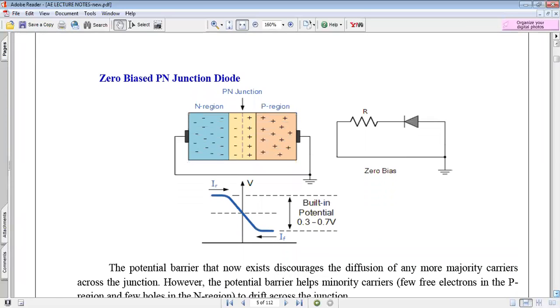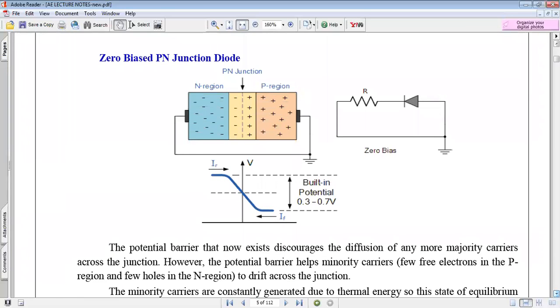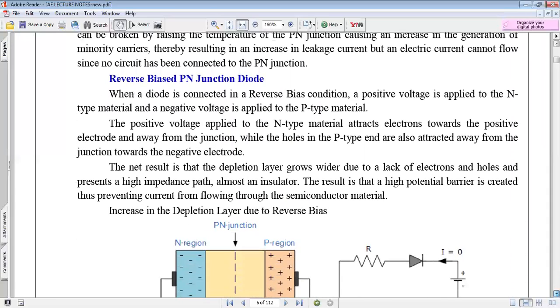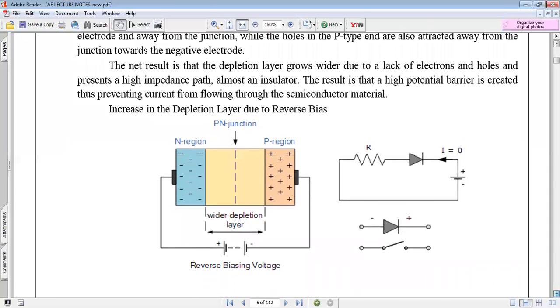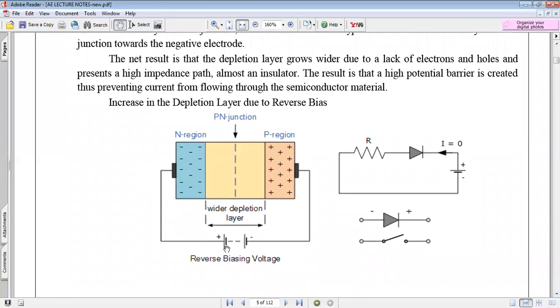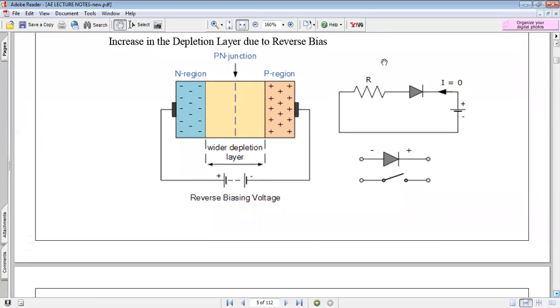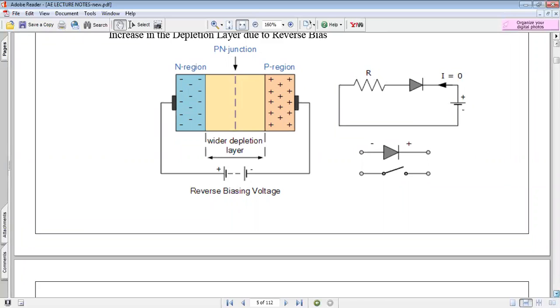This is the PN junction when no voltage is applied, zero biased PN junction. In case of reverse biased PN junction, this is the polarity of a reverse biased PN junction. The P-type region is connected to the negative terminal of the battery and the N-type region is connected to the positive terminal of the battery. And the diode behaves as a switch. Ideally, no current flows through the switch and it behaves as an open circuit.